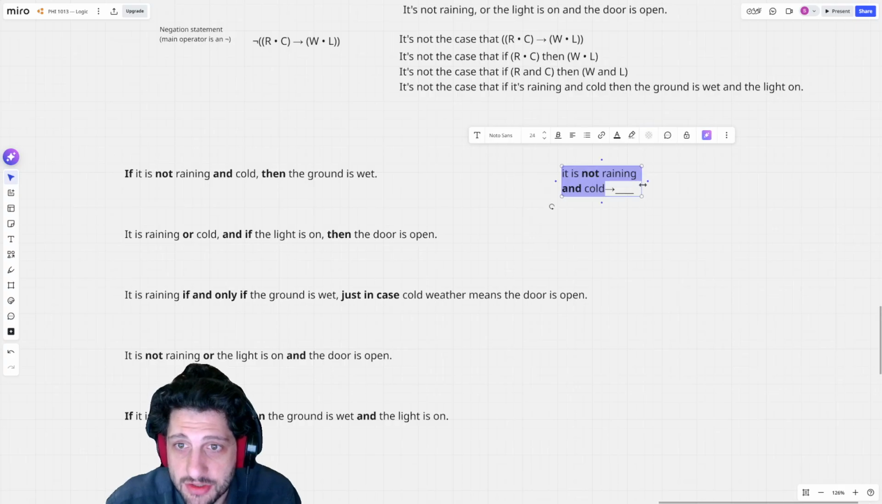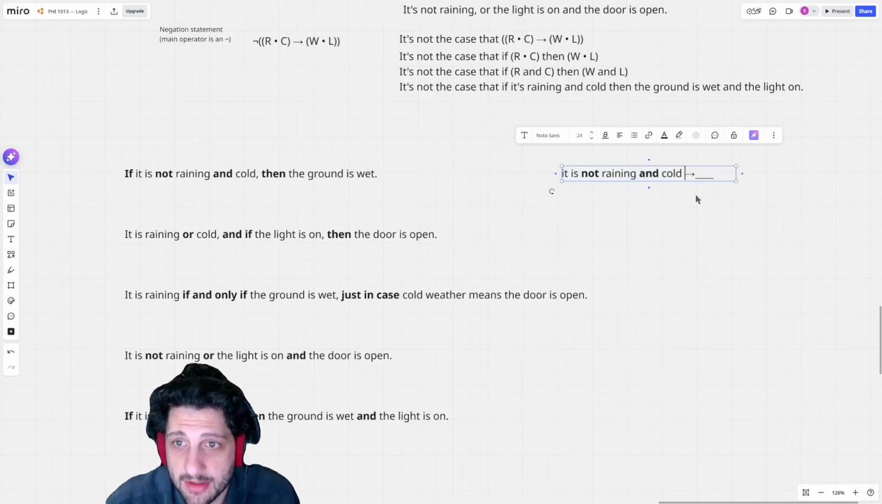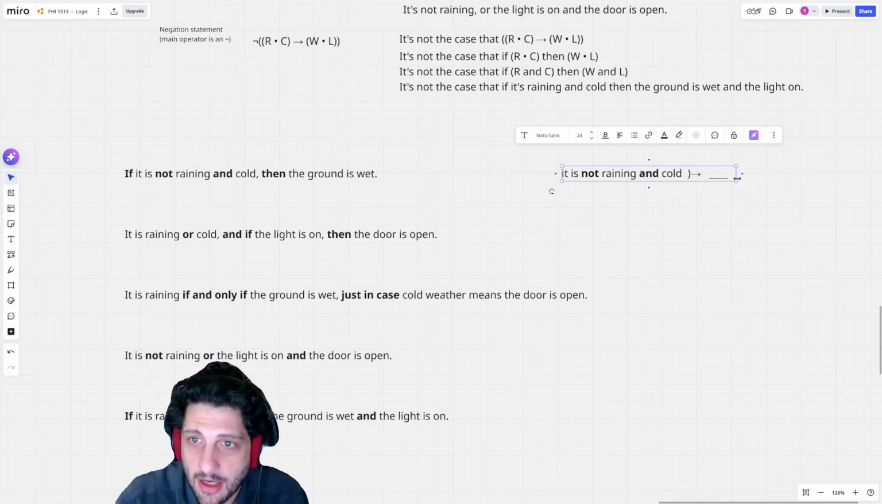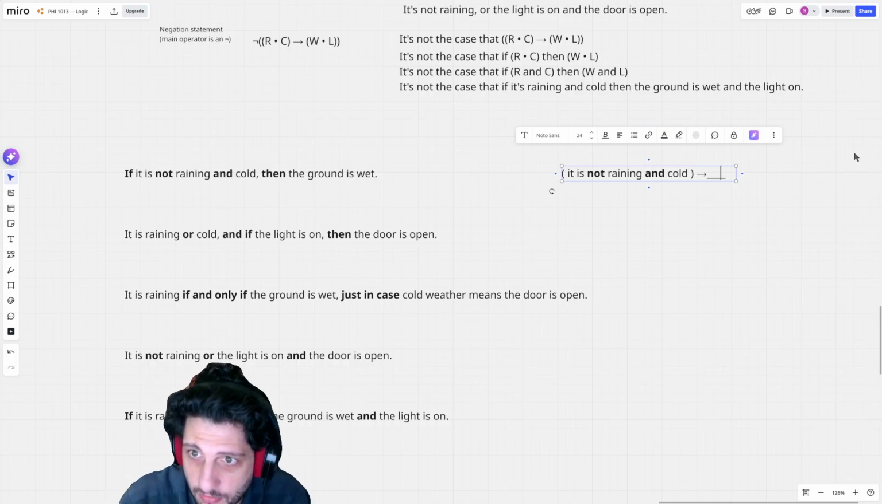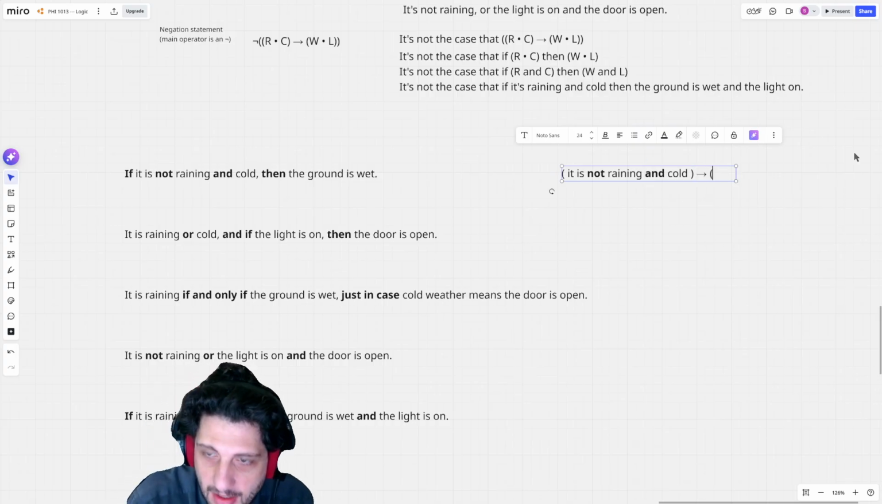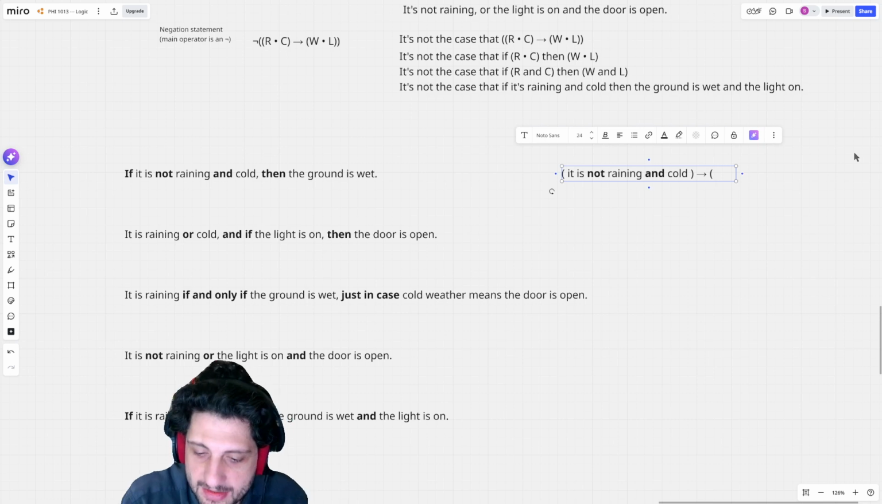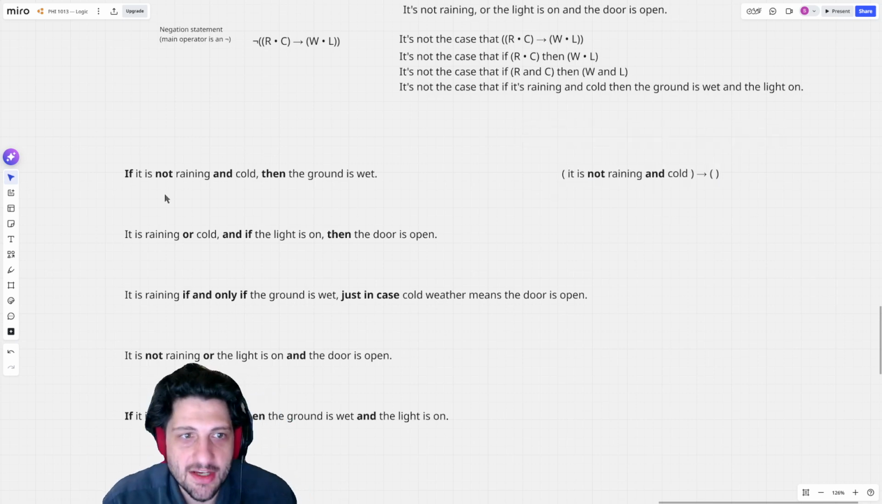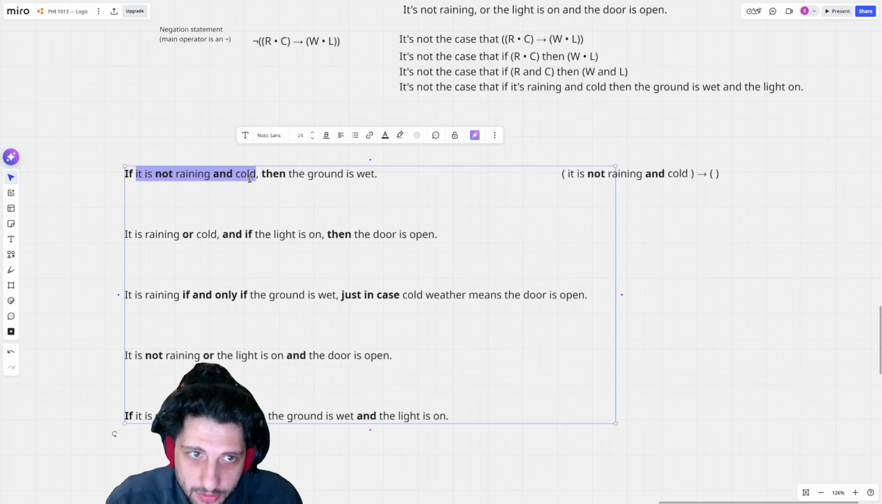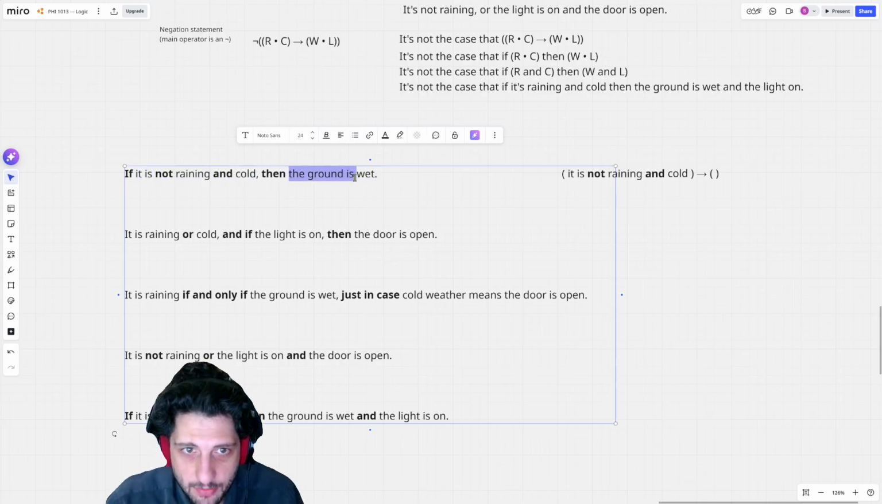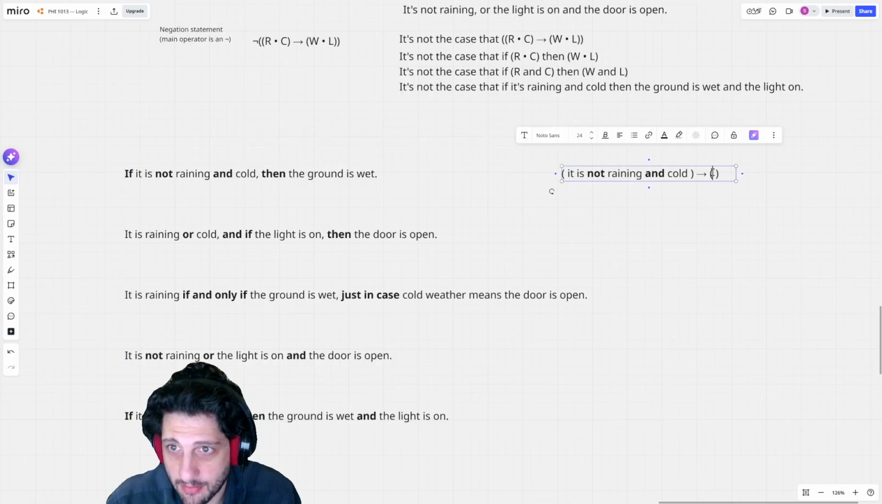The left side, right, is just: it's not raining and cold. And then the conditional. I skipped my parentheses in the first place, but we can always just wrap up the left and the right side in parentheses, right? So we're trying to say with this statement, on the left side, if it's not raining and cold, then the ground is wet. So we're going to just take this and put it right over here.